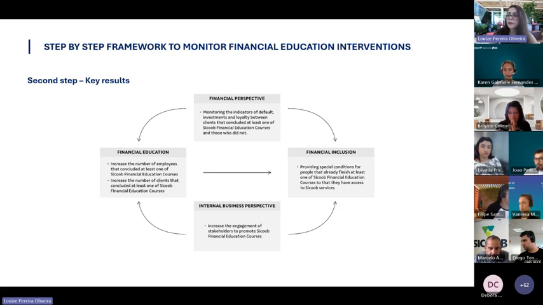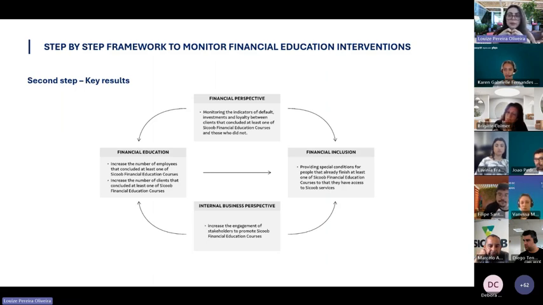And we have another goal: to increase the number of clients that concluded at least one of Sicoob's financial education courses. For us, it's important that both employees and clients have access to financial education. It makes sense for us. And for the final result, we have financial inclusion, which is to provide special conditions for people that already finished at least one of Sicoob's financial education courses so that they have access to Sicoob services.